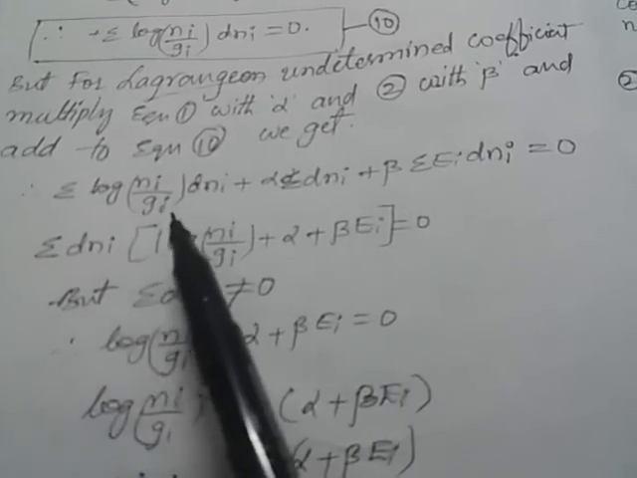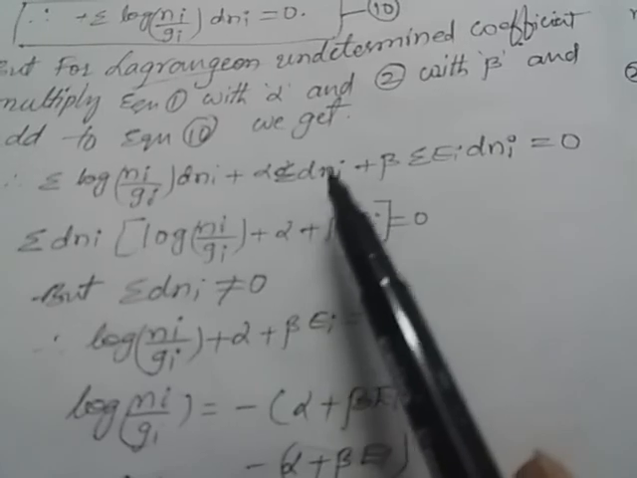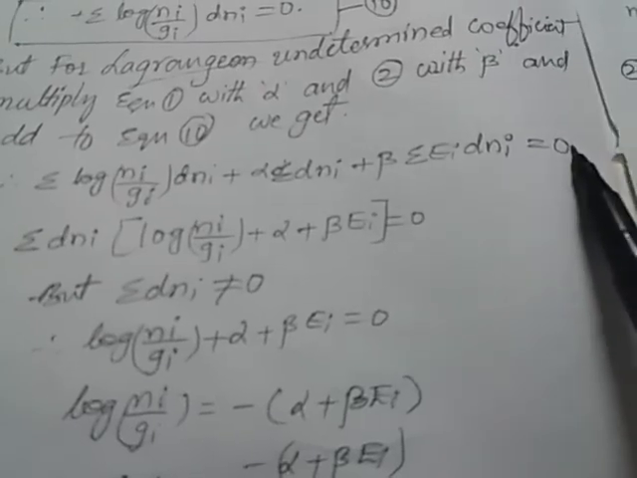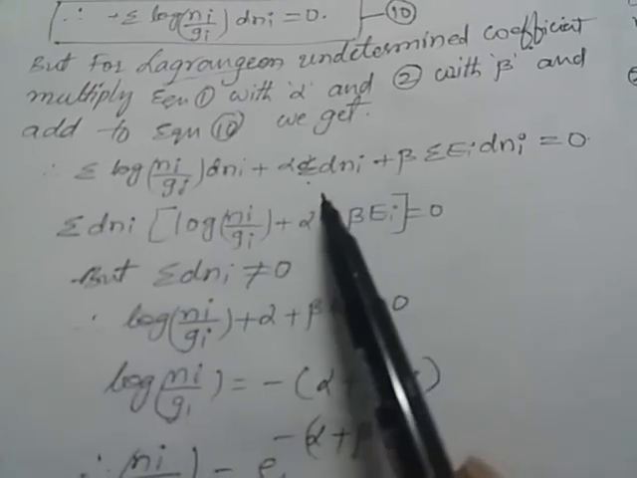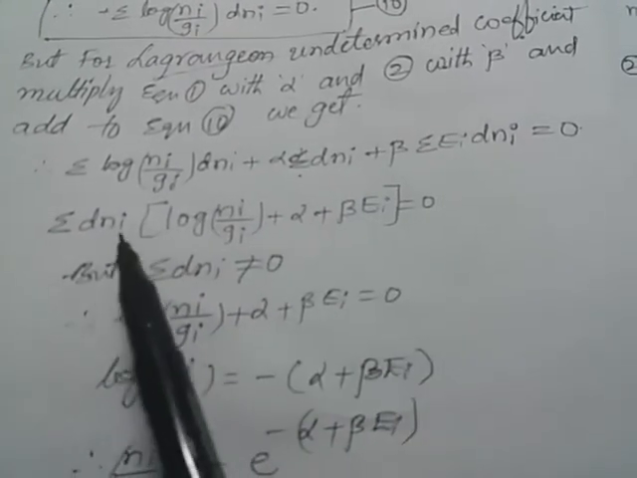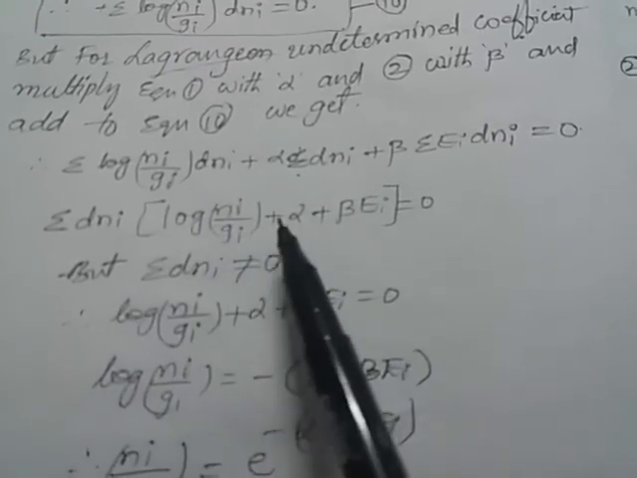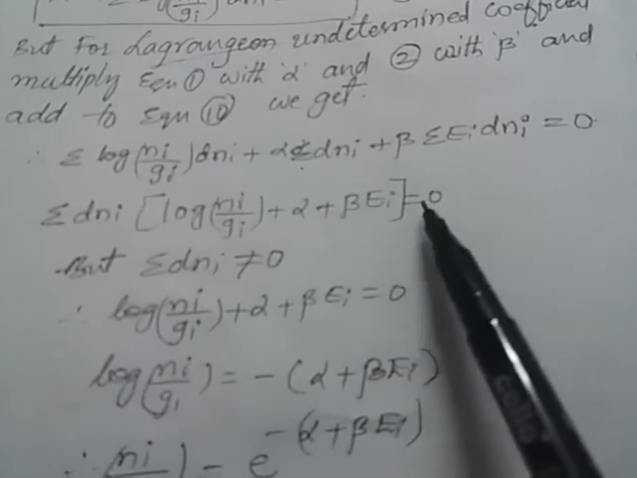So sigma log ni by gi into dni plus alpha into sigma dni, the first equation, plus beta into sigma ei into dni, that equals 0. Here we add alpha to the first equation, beta to the second equation, and add these values to equation 10. This equation can be simplified. We get sigma dni, sigma dni, sigma dni is there, that's why taking sigma dni common: log ni by gi plus alpha plus beta ei equals 0.